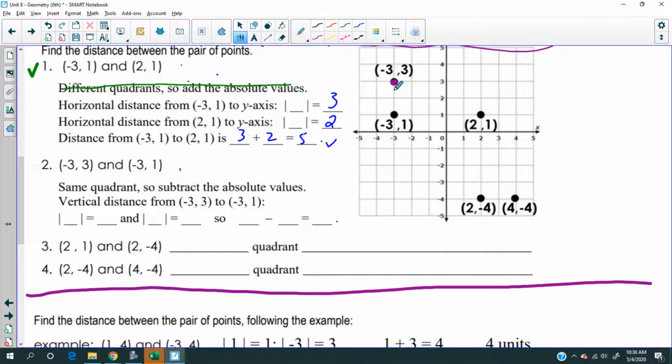Negative 3, 3, negative 3, oh, it's this one. Okay. Oh, this one's gonna be easier. Okay, all right, so it's in the same quadrant, right? Let's not even look at that. Let's keep it simple. How far is one away from the other? Yes, 2, right? That's it.